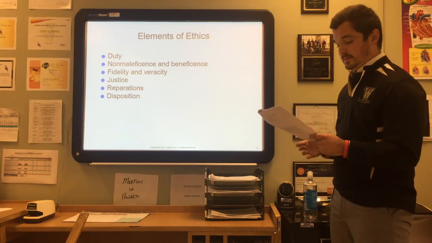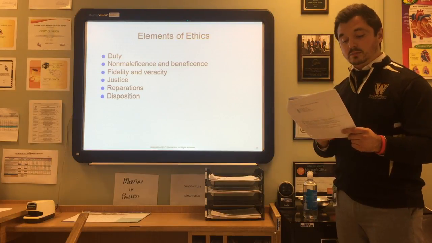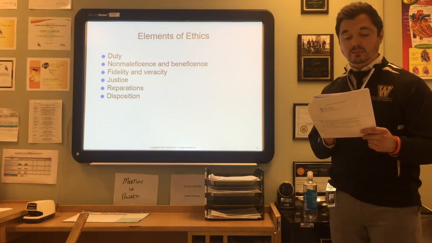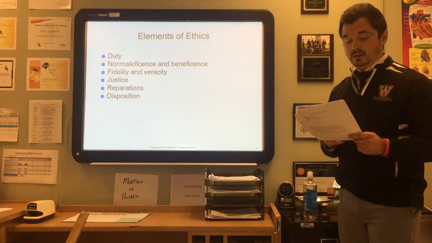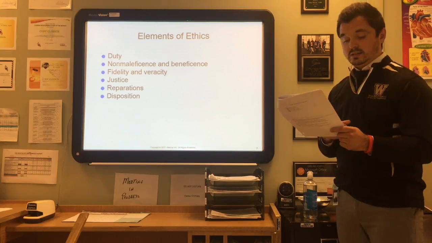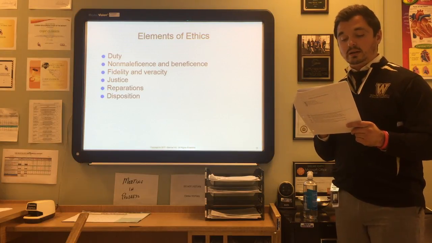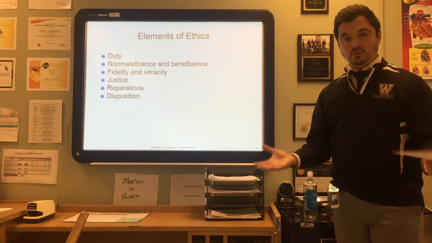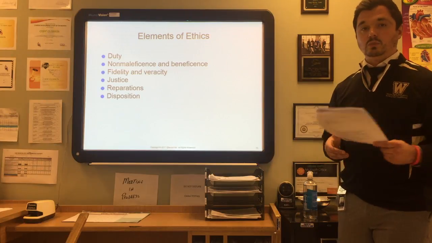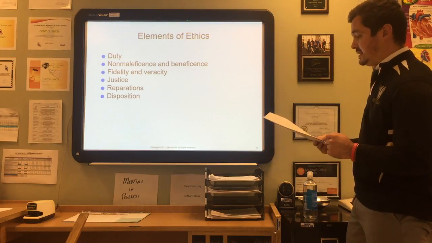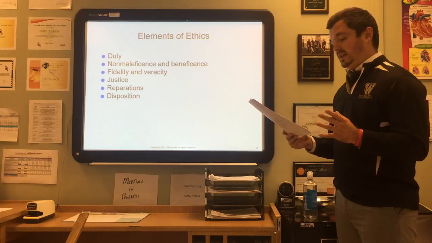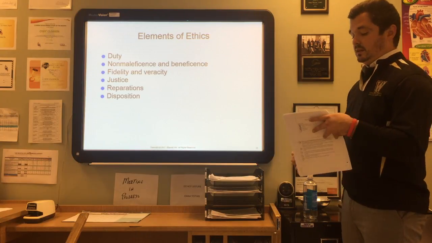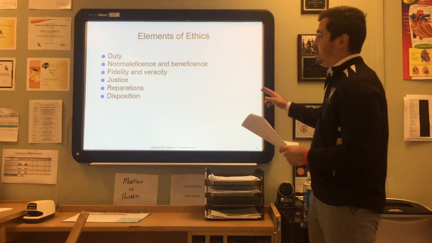And then you have justice. Justice relates to fair distribution of benefits and burdens among individuals or groups in society having legitimate claims on those benefits. Okay? Reparations. When a person has wronged another, he or she has a duty to make reparations or to right the wrong. So you have to fix what you have done wrong. And then disposition, and basically character traits are a disposition to act a certain way. Okay, so those are the elements that make up ethics, guys.